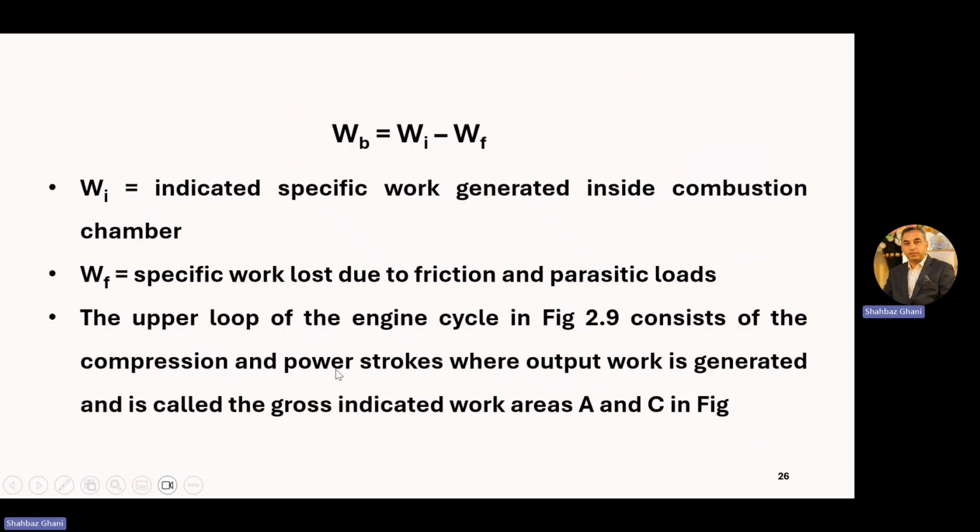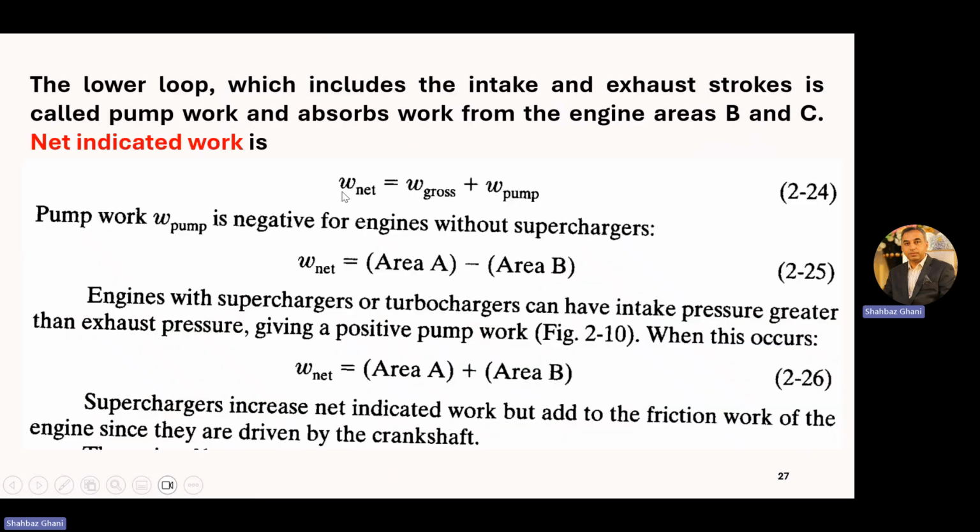The upper loop of the engine cycle in the figure consists of the compression and power stroke where output work is generated and is called gross indicated work, areas A and C in this figure. Now the loop which includes the intake and the exhaust stroke is called the pump work and absorbs work from the engine, areas B and C. Net indicated work.